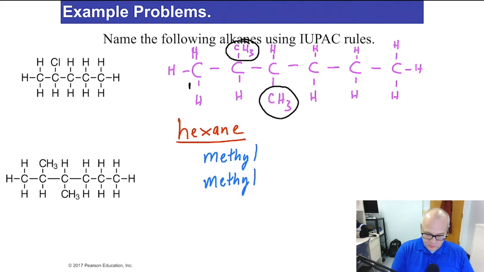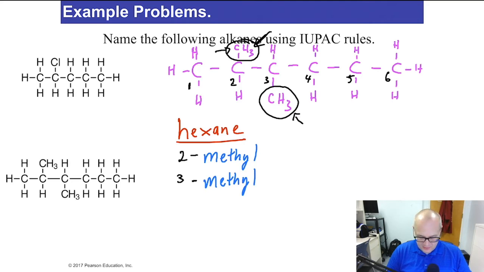1, 2, 3, 4, 5, and 6. Remember, you start numbering from the carbon nearest the first substituent. Always number from the carbon nearest the first substituent. The first substituent is right there. 1, 2, 3. Okay? 4, 5, 6. And end it. So now, our first substituent is at carbon 2. It's right there. Our second substituent is also CH3, and it's at carbon number 3.